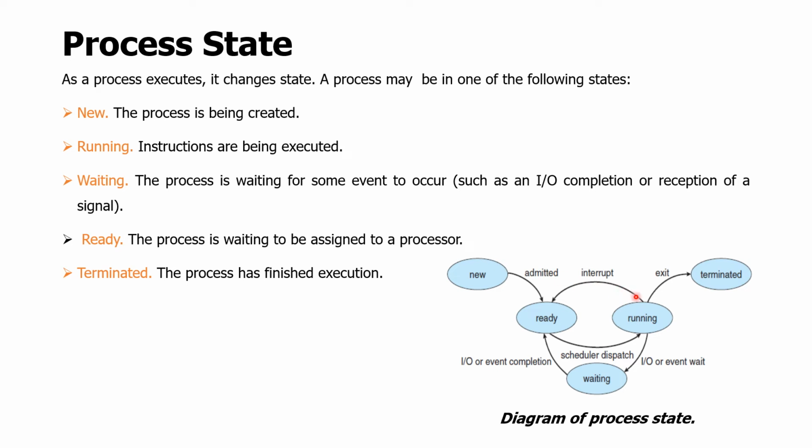Here you can see a state. So the process is moving from running to ready state. So why is it not coming to the waiting state? It is moving from running to the ready state. In case a running process gets an interrupt, in that case your process will move from running to the ready state.